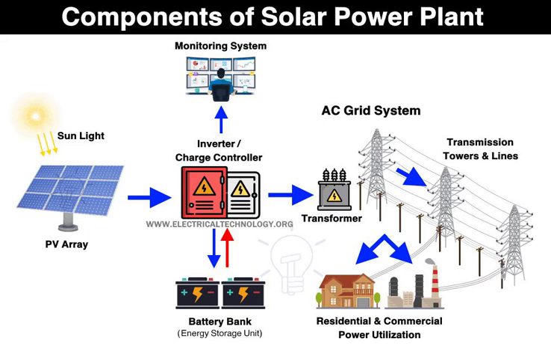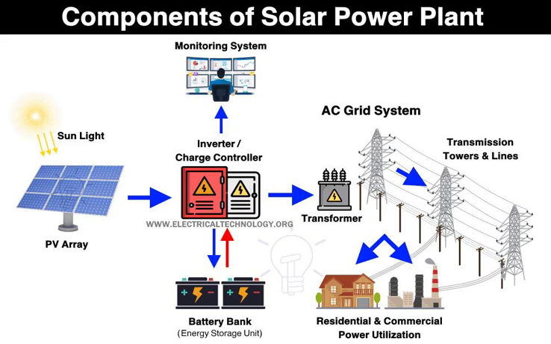PV, photovoltaic, solar power plant is a type of renewable energy facility that generates electricity using solar panels. These solar panels are made up of photovoltaic cells that convert sunlight directly into electricity through the photovoltaic effect. Here's how a PV solar power plant typically works.